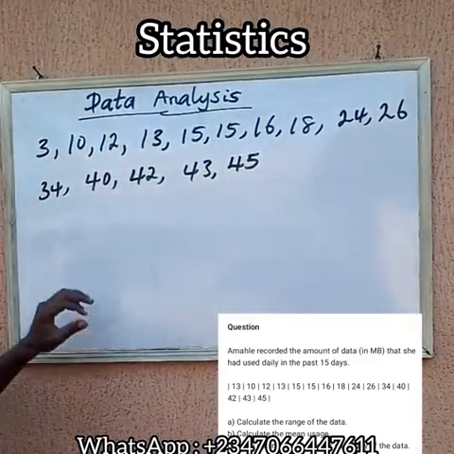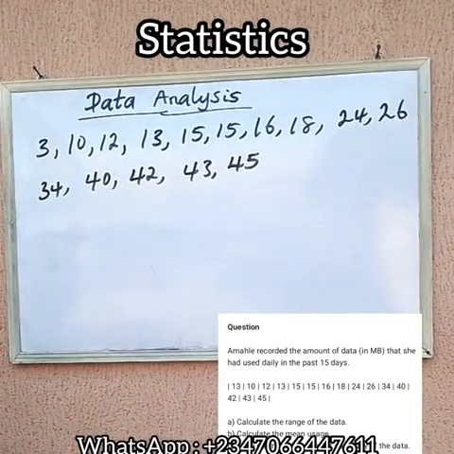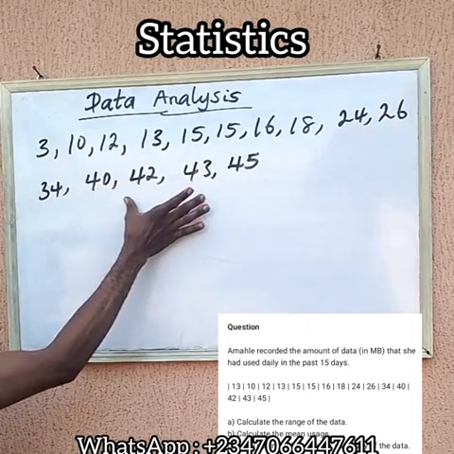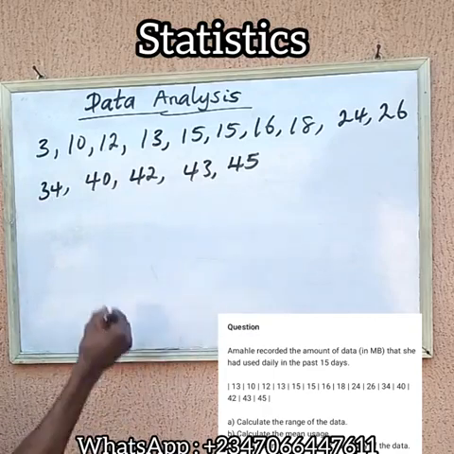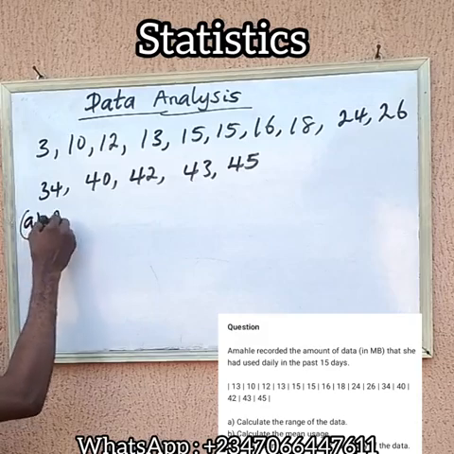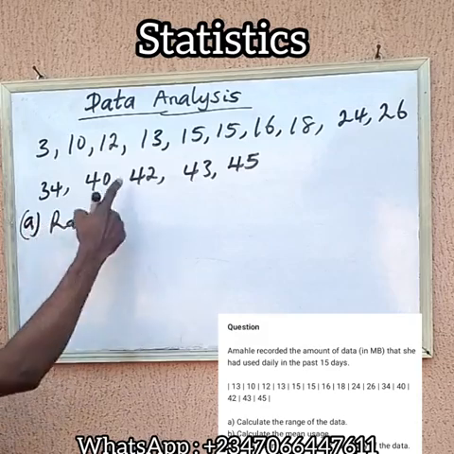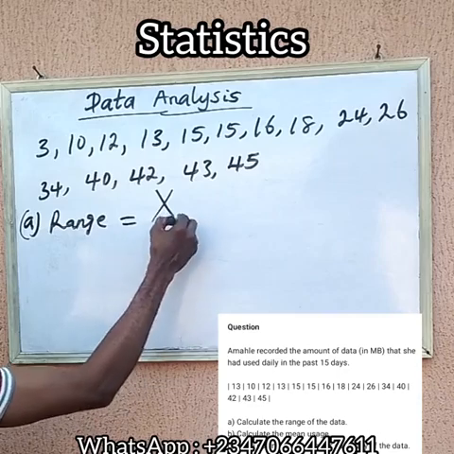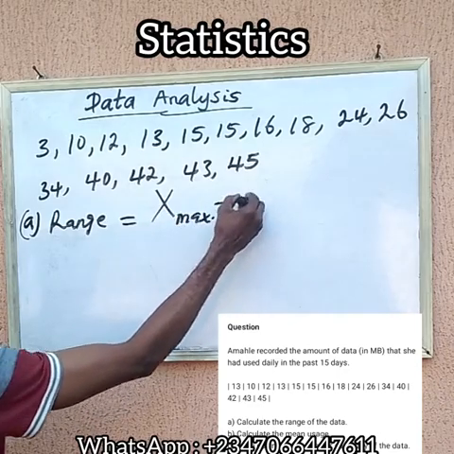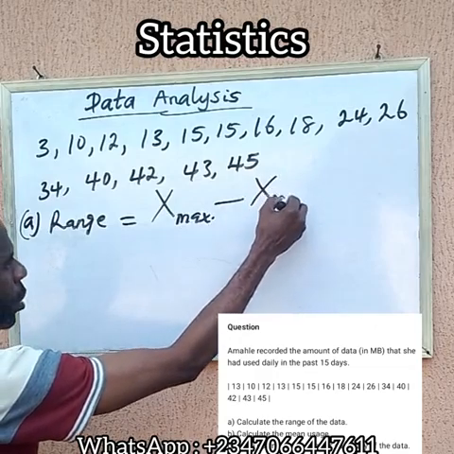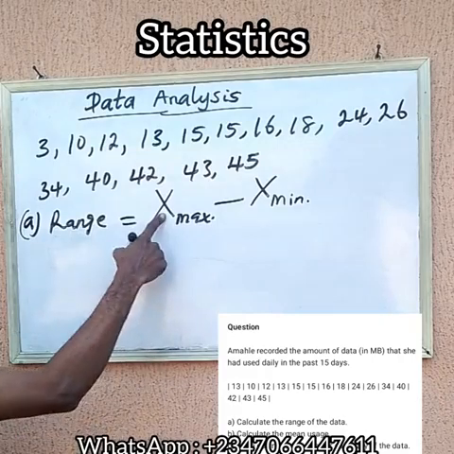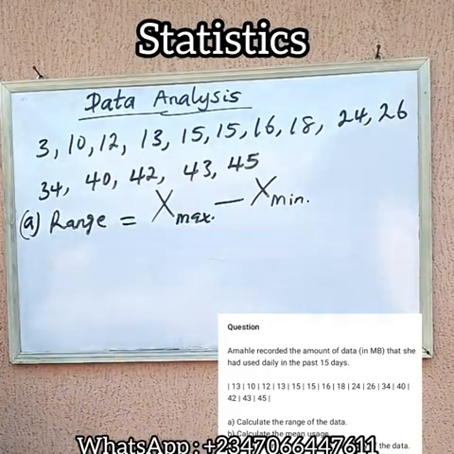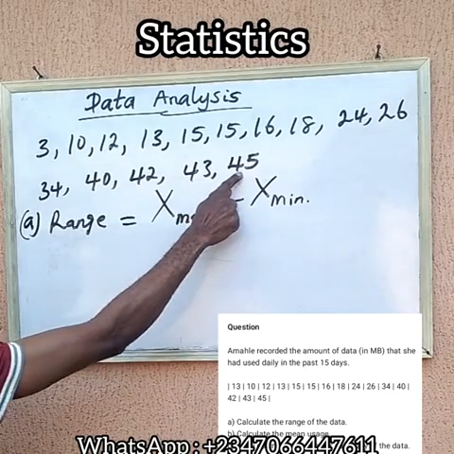Now the first one says calculate the range. And range is a measure of dispersion. Try to know how this data is dispersed. Now, the range of any distribution is equal to the maximum, that is the maximum value of the distribution x maximum minus minimum. This represents the minimum, okay? This represents the data, the distribution, okay? Now, what is the maximum value here?